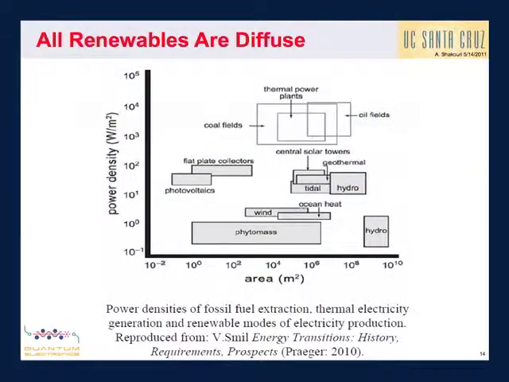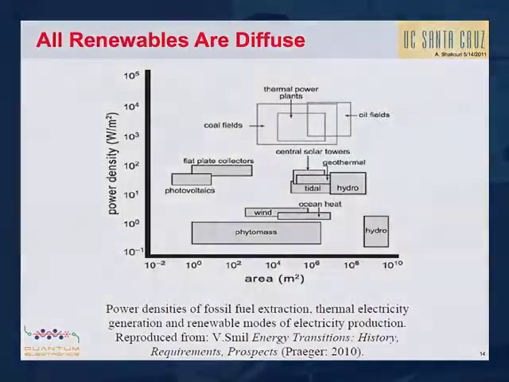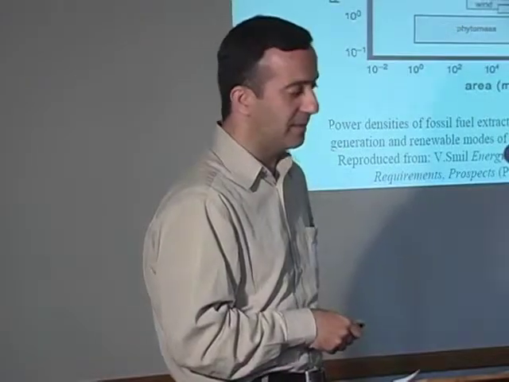Coal fields are similar. Here is phytomass, the biomass, plants, is this little. Hydroelectric is here, wind here, tidal and geothermal are here. Photovoltaic and concentrated photovoltaic are here. So the best renewables we have, which is energy from the sun, are a factor of 100 less dense, more dilute than the conventional fossil sources. And I think that's the challenge that we should appreciate.